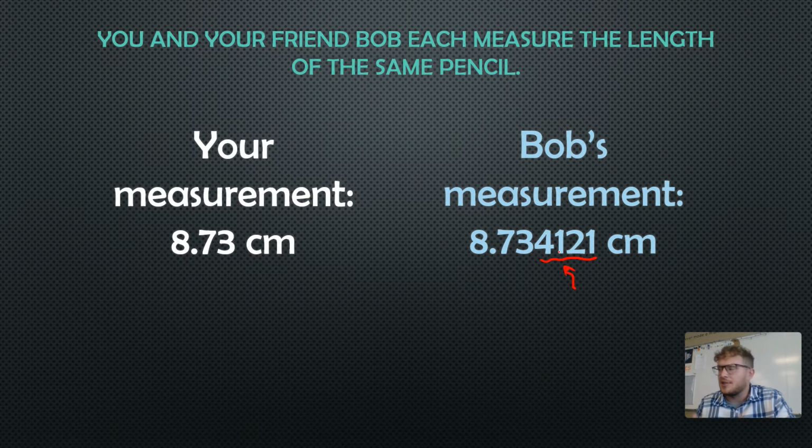Whoa, these digits have significance. Why? Because it shows that the number has precision to it. He knows for a fact that it's 8.734121 centimeters. You only know it's 8.73. After that, we don't know, okay? But he does. So we would say that those digits have meaning. They have a significance to them, all right?